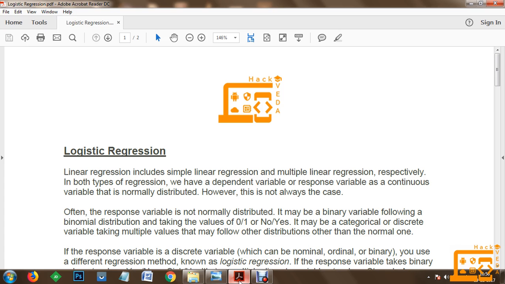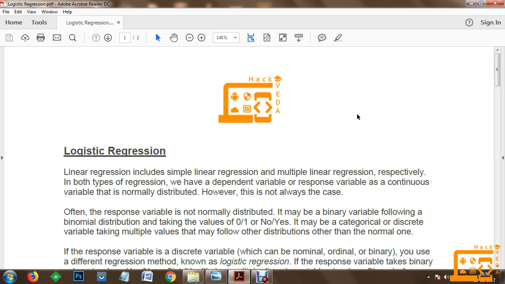Let's get started. As far as logistic regression is concerned, first we would like to introduce you to linear regression basics, and we'll proceed towards logistic regression. Linear regression includes simple linear regression and multiple linear regression. In order to understand that, you can watch our previous video series on data science with R.